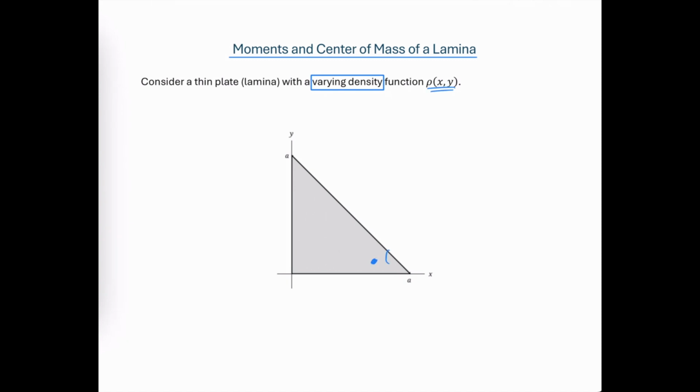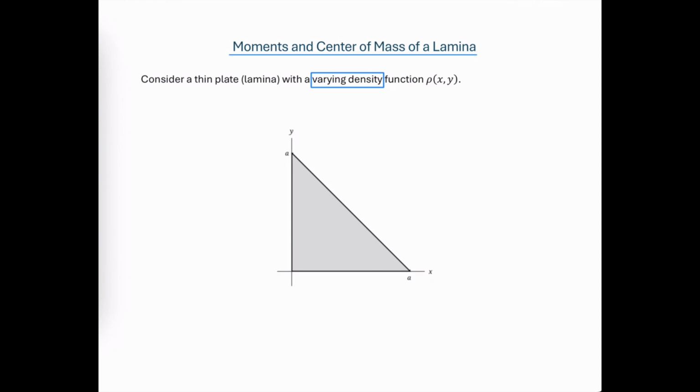So the density at this ordered pair down here might be different than the density of this point up here. So the entire plate has a varying density function. And so when we're trying to calculate the center of mass, this is where we would need to bring in our double integrals to add up infinitely many different masses.